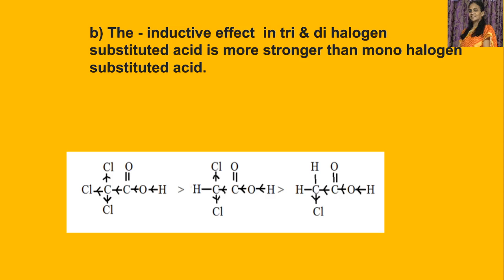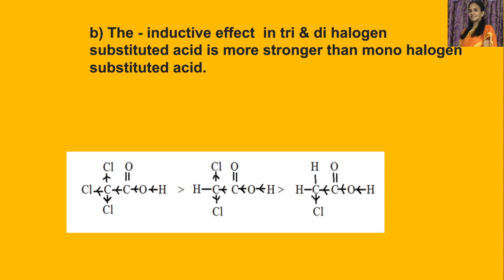That is, monochloroacetic acid is stronger when compared to normal acetic acid without substitution. So due to the minus I effect of one chlorine atom, two chlorine atoms, or three chlorine atoms, these are stronger when compared to acetic acid. And among these three, which is the strongest? The first one, trichloroacetic acid. Why? Because three chlorine atoms are there, so the minus I effect is more. Because of that reason, this is a stronger acid when compared to dichloroacetic acid, and dichloroacetic acid is a stronger acid when compared to monochloroacetic acid.